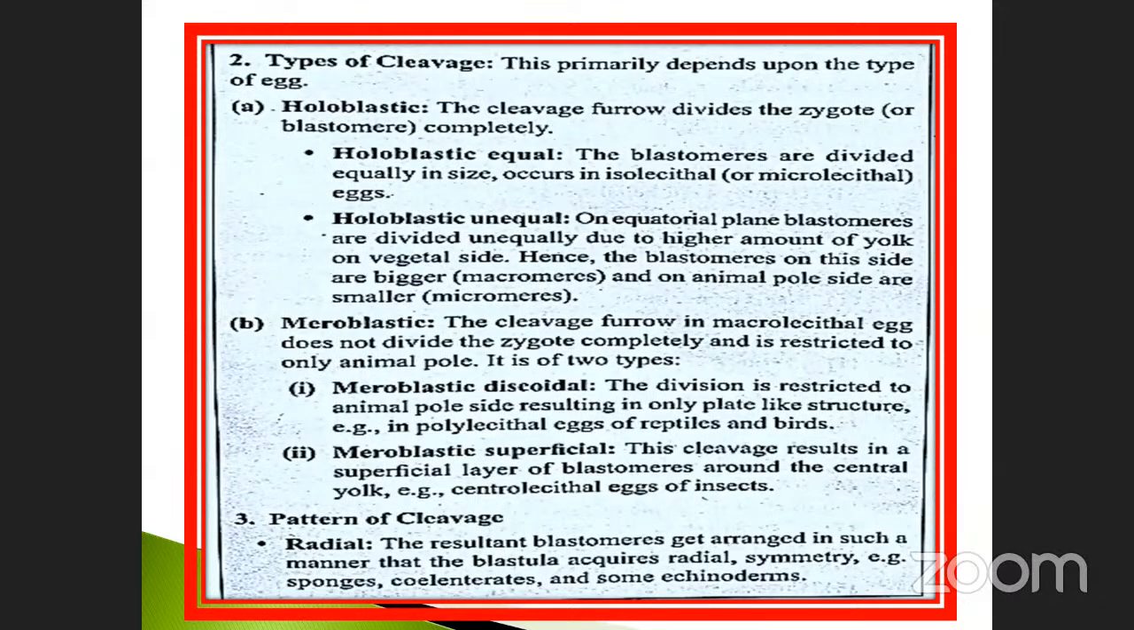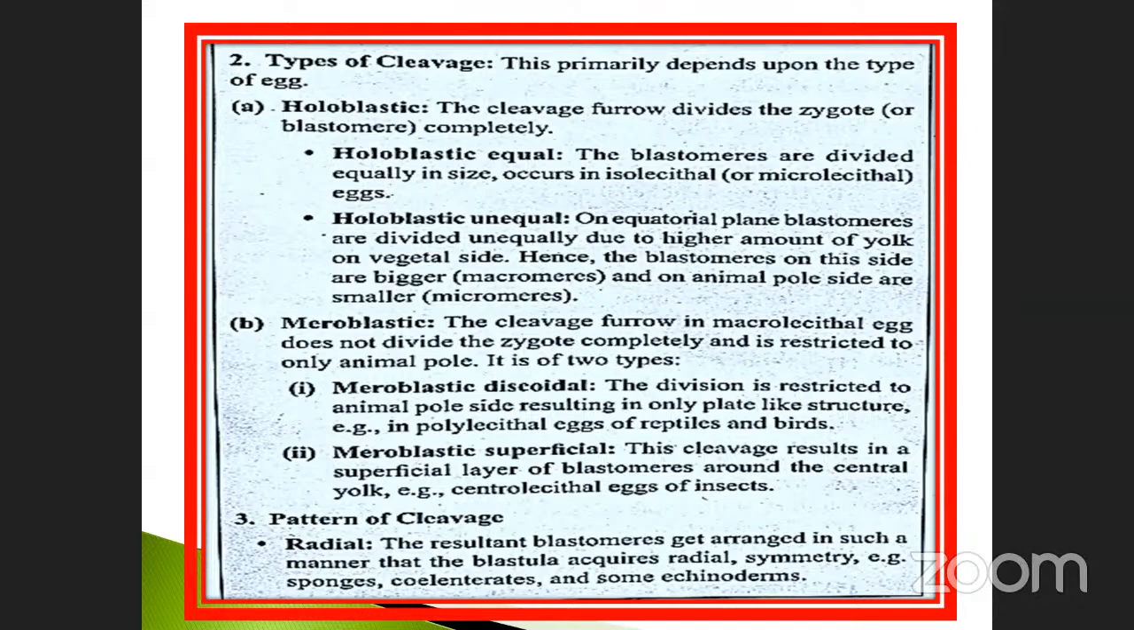The second one is meroblastic. The cleavage furrow in a macrolecithal egg does not divide the zygote completely, and it is restricted to only the animal pole. It is of two types: discoidal and superficial.